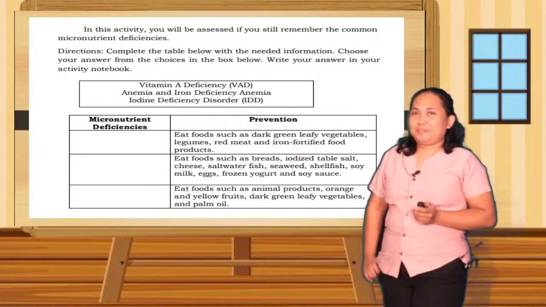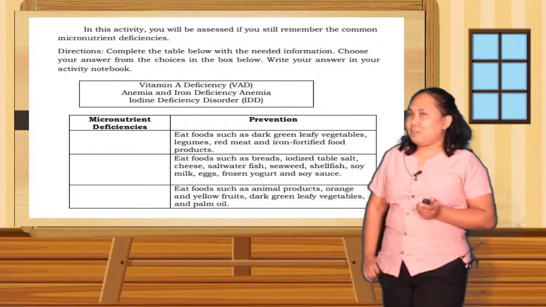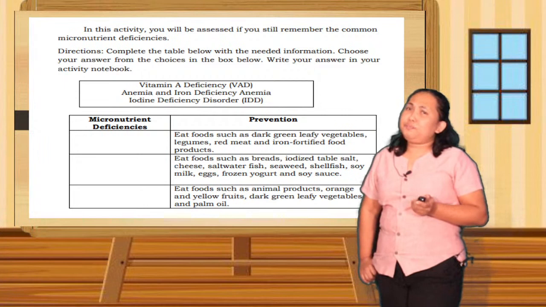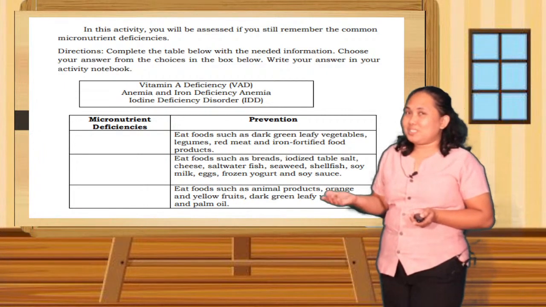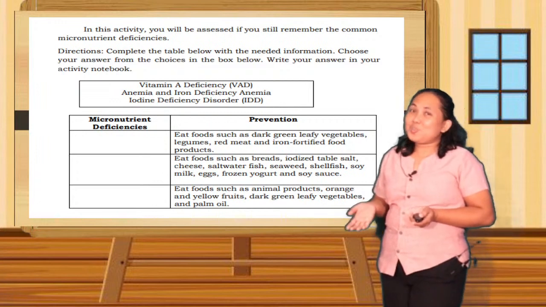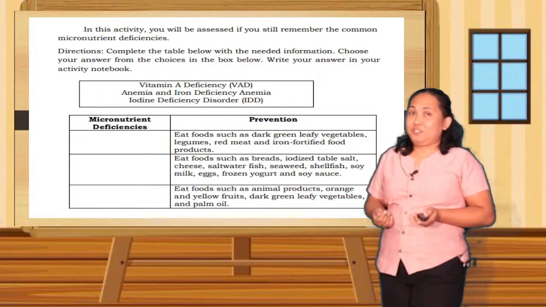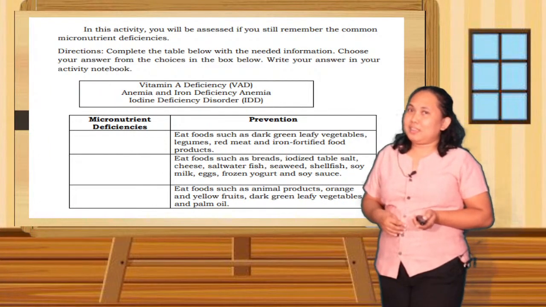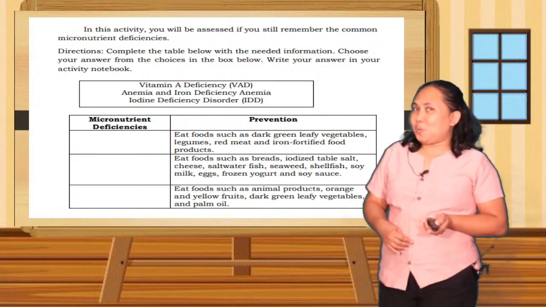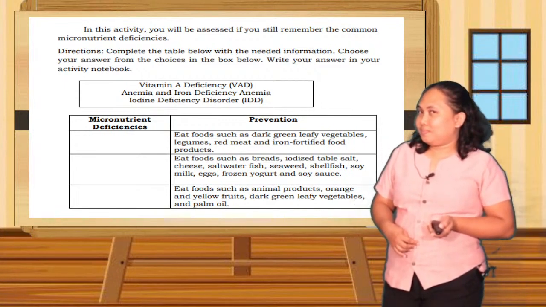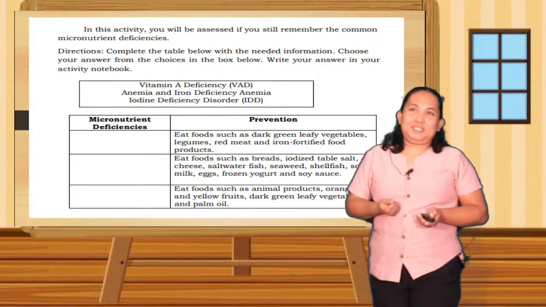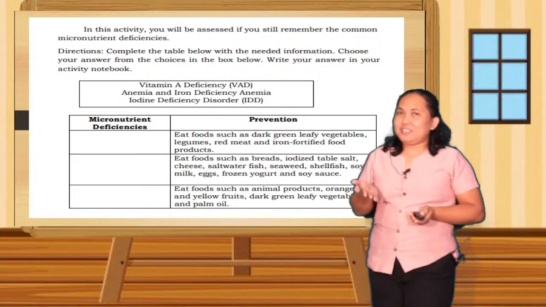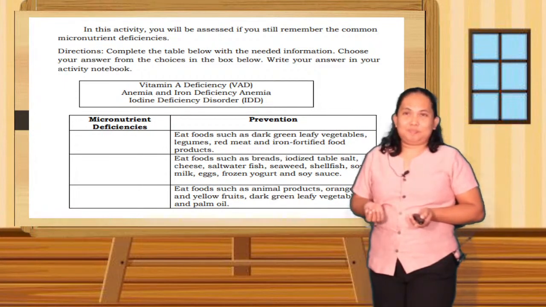Next. Which micronutrient deficiency disorder can be prevented if we eat foods such as breads, iodized table salt, cheese, salt water shellfish, soy milk, eggs, frozen yogurts, and soy sauce? What's the answer? Very good. It is iodine deficiency disorder.